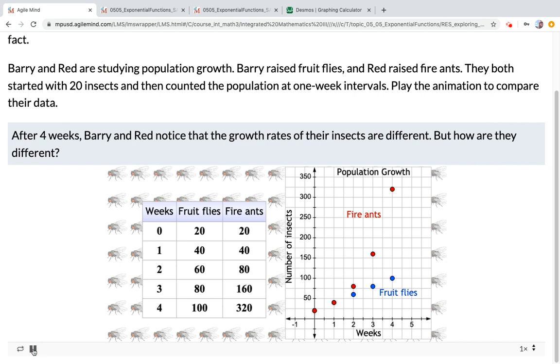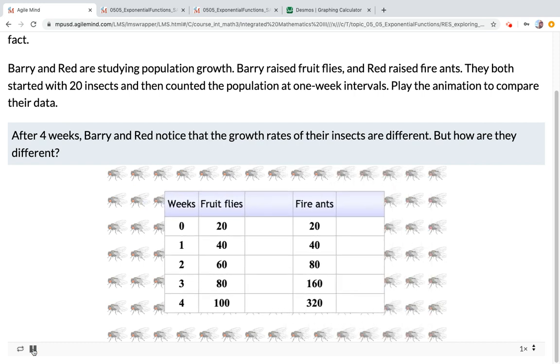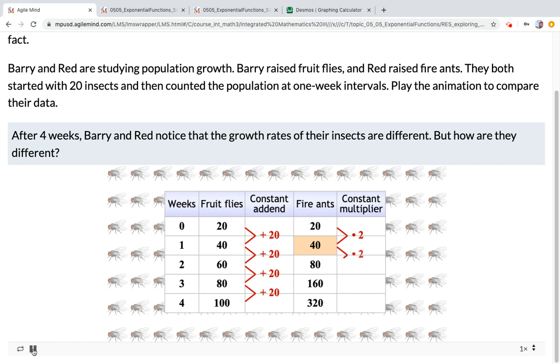So I'm going to hit play. Go! So for our fruit flies, we were constantly adding 20, add 20, add 20, add 20. So we were constantly adding 20, whereas with my fire ants, our constant multiplier was 2. We were constantly multiplying by 2.